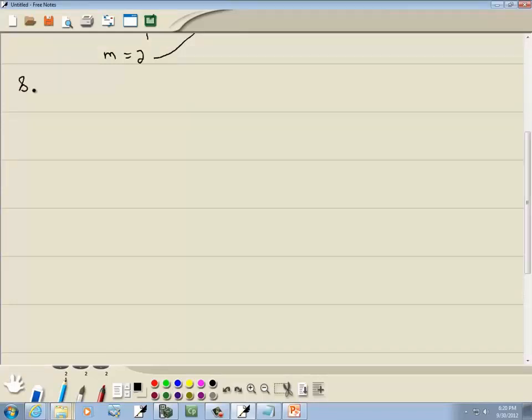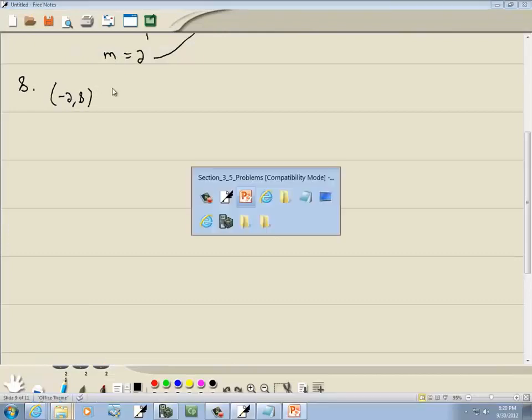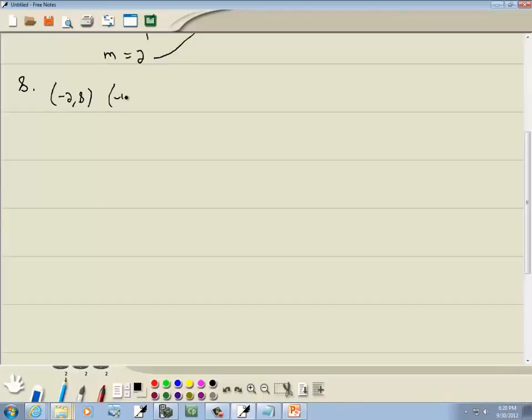Let's take a look at another one of those. Okay, I got negative 2, 8. And I got negative 4, 13. Well, go through our steps again. Step 1 is to find m. And we'll have to use our formula again: y2 minus y1 over x2 minus x1.